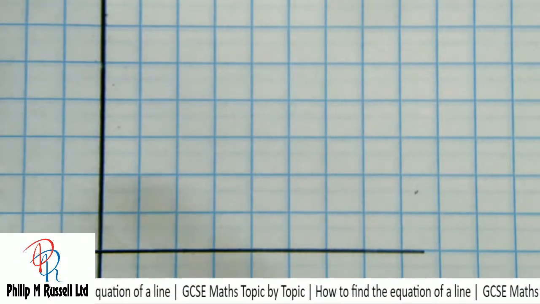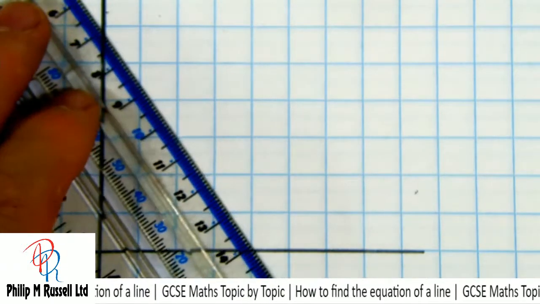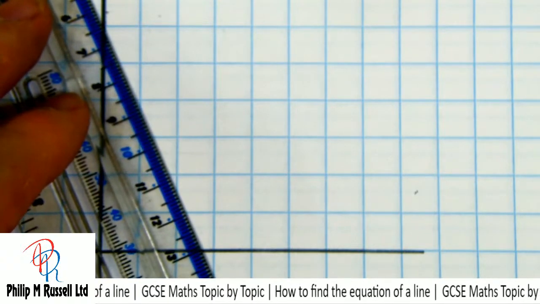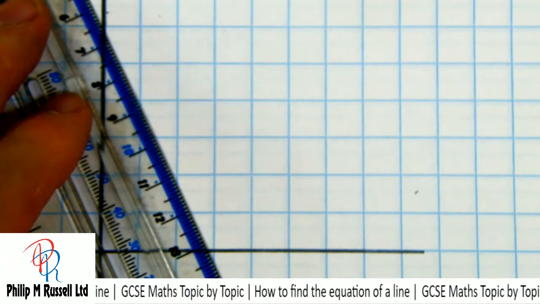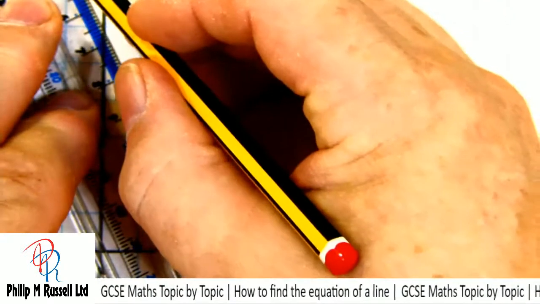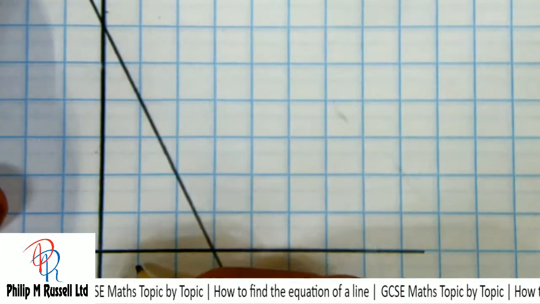This time we're going to do a graph going in something in the opposite direction. So let's just line this up so it looks reasonable, and let's put in our numbers.